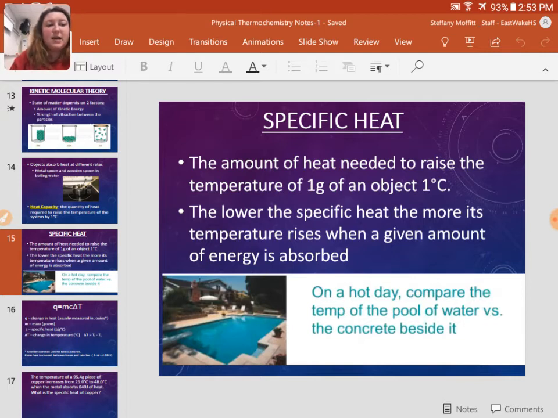So on a hot day, compare the temperature of the pool of water versus the concrete beside it. We all know that the water does not get as hot as the concrete around it. That's why we jump in the pool quickly, so that our feet aren't getting burned on the concrete. So the specific heat of the concrete is lower because it's getting the same amount of energy as the pool. They're both getting the same amount of energy, but the concrete gets hotter, which means its specific heat is actually lower, because it doesn't take as much heat to raise the temperature by a degree Celsius.